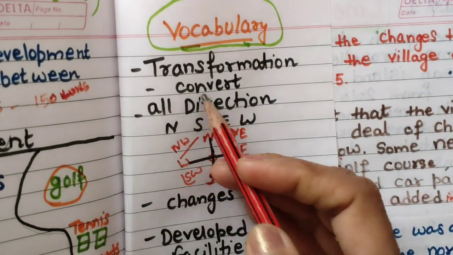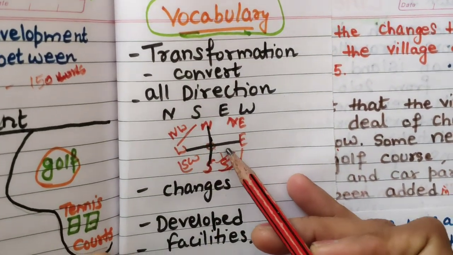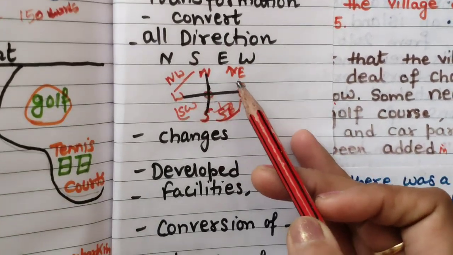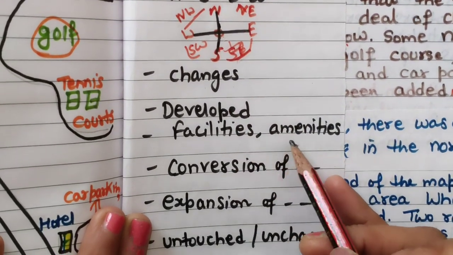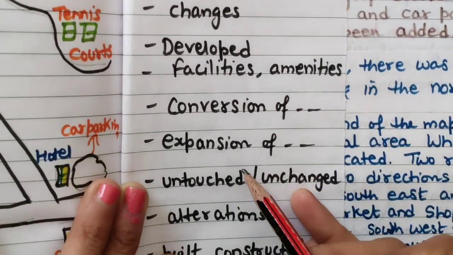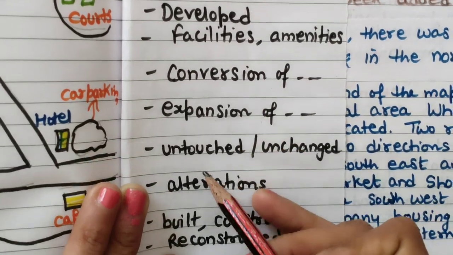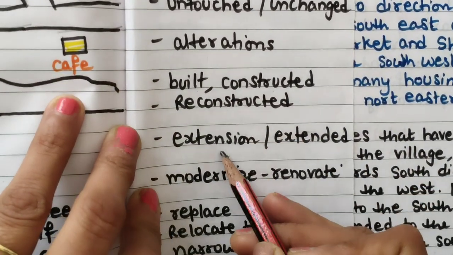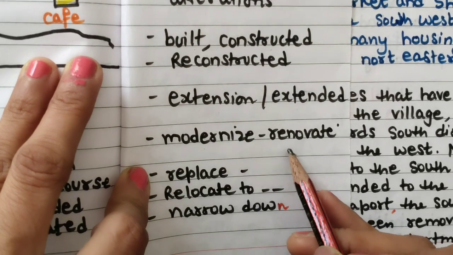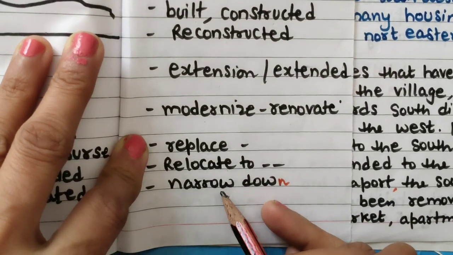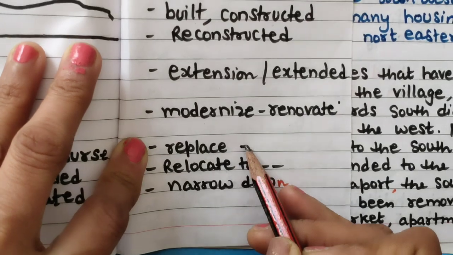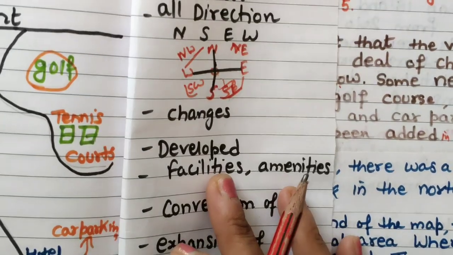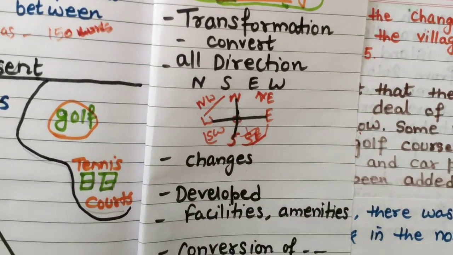So these are the directional words that I have explained to you, and transformation, convert, all directional words. Changes, develop, facilities, amenities, conversion of, expansion of, or expanded, converted also you can use, untouched, unchanged, alterations, built, constructed, reconstructed, extension, extended, modernized, renovate, replace, relocated to, narrow down, or replaced also. Depending upon the tense you can use these words. These are really very important words to use in your map activity.